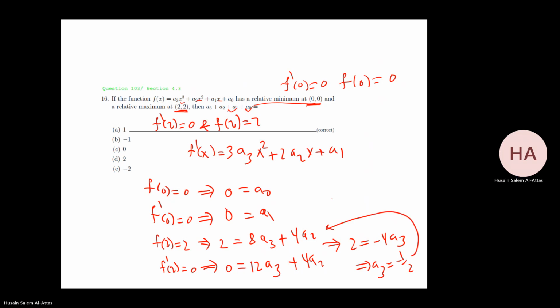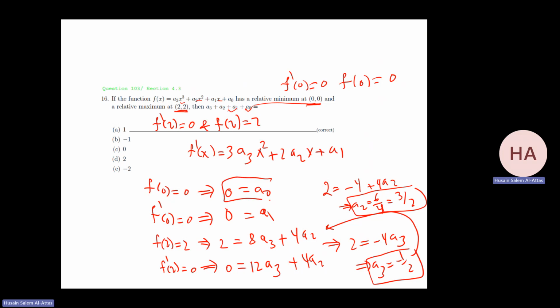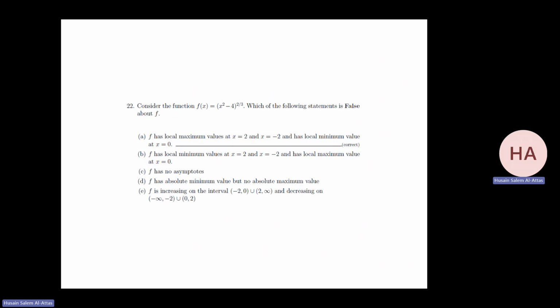Plug it here. So I have 2 equals -4 plus 4a2, since a3 is minus half. So a2 will be 6/4, 3/2. So this is a2, this is a3, this is a0, this is a1. What he wants is a3 plus a2 plus a1 plus a0. That will be -1/2 plus 3/2 plus 0 plus 0. That will be 1. That will be the answer.